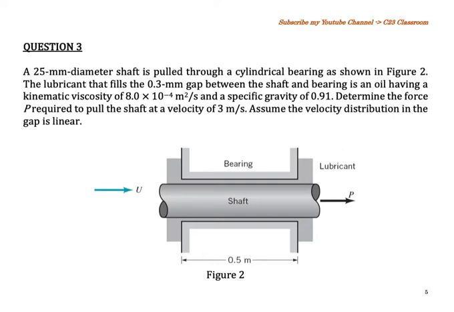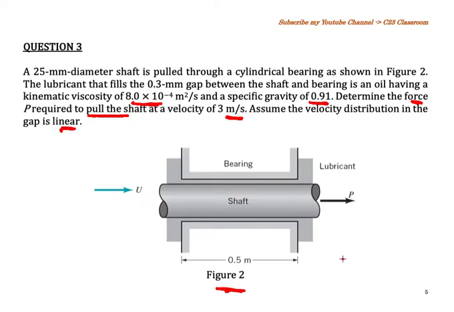This is question number 3. A 25 mm diameter shaft is pulled through a cylindrical bearing as shown in figure 2. The lubricant that fills the 0.3 mm gap between the shaft and bearing is an oil having a kinematic viscosity of 8 times 10 to the power of -4 and a specific gravity of 0.91. Determine the force P required to pull the shaft at a velocity of 3 meters per second. Assume the velocity distribution in the gap is linear.